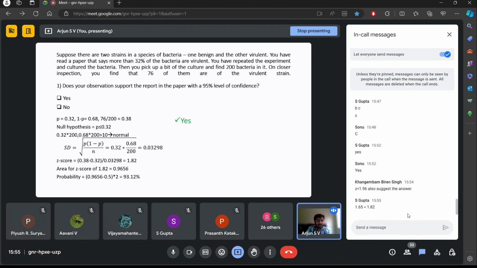Kangembam Biren Singh is saying Z is less than 1.96 also suggests the answer. Actually, very true. That was a shortcut method I told everyone in the call last week as well. Because 1.96 corresponds to 95%, 1.96 standard deviations says 95% level of confidence. Your Z score is already less than 1.96, so you can say from here itself, with confidence, that you can support your observation.